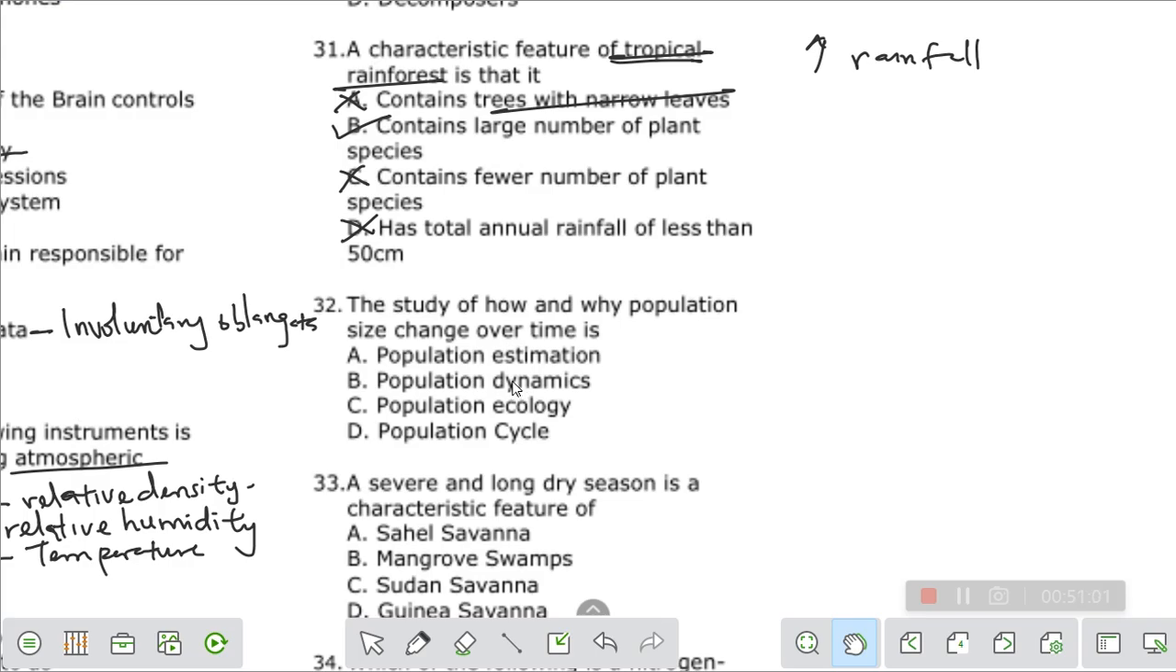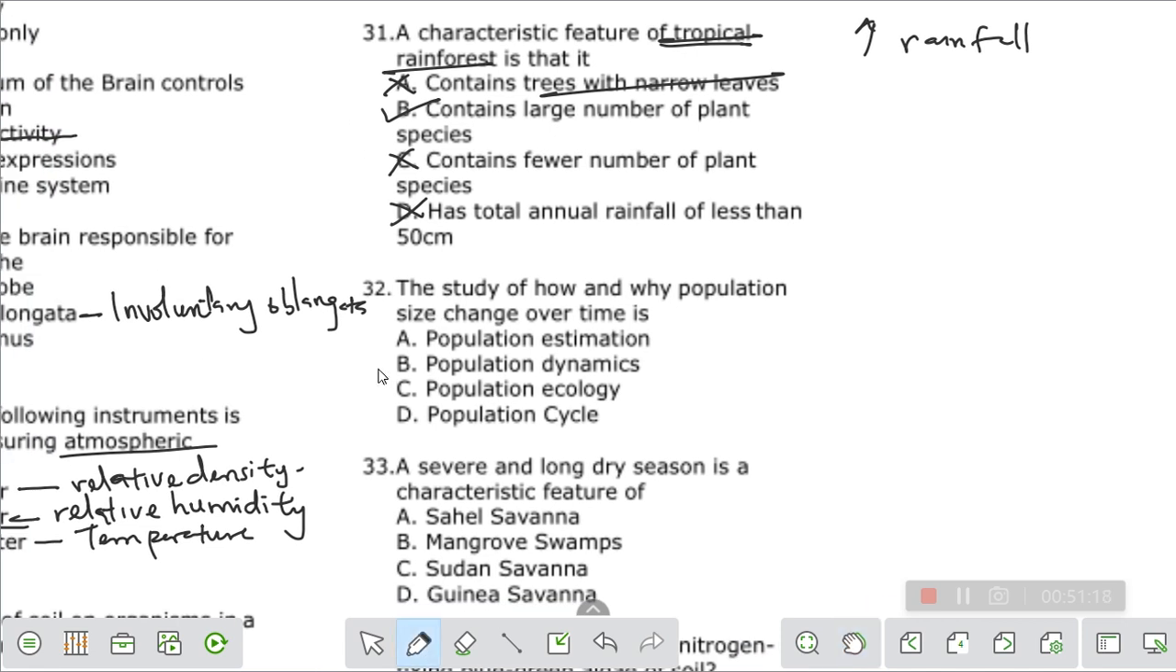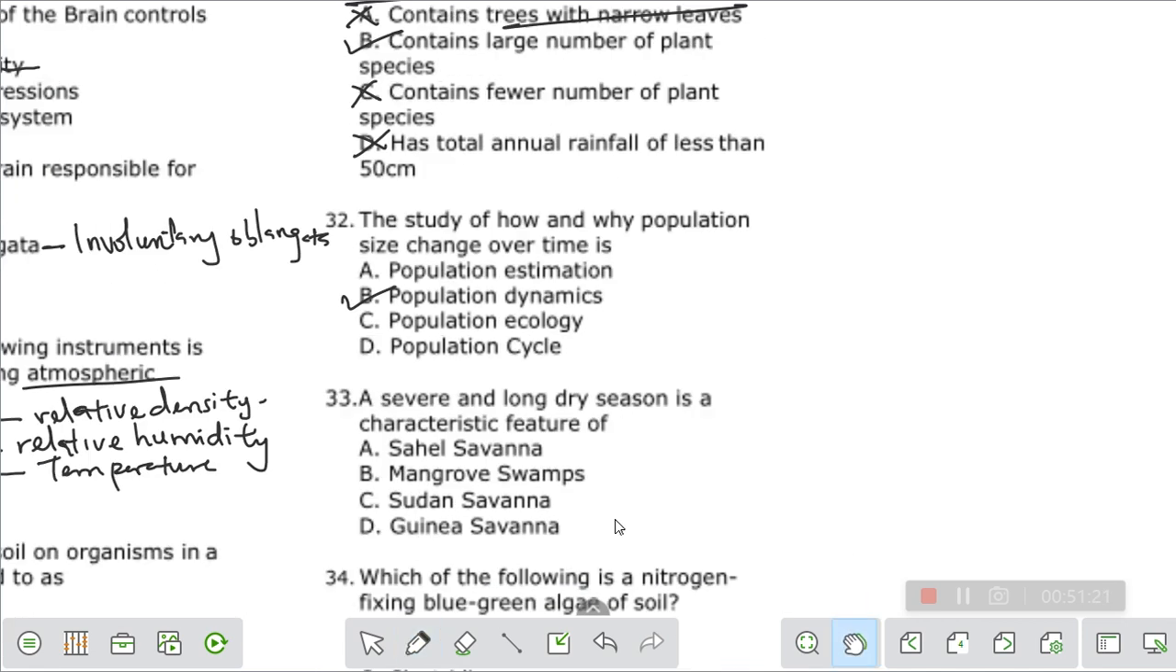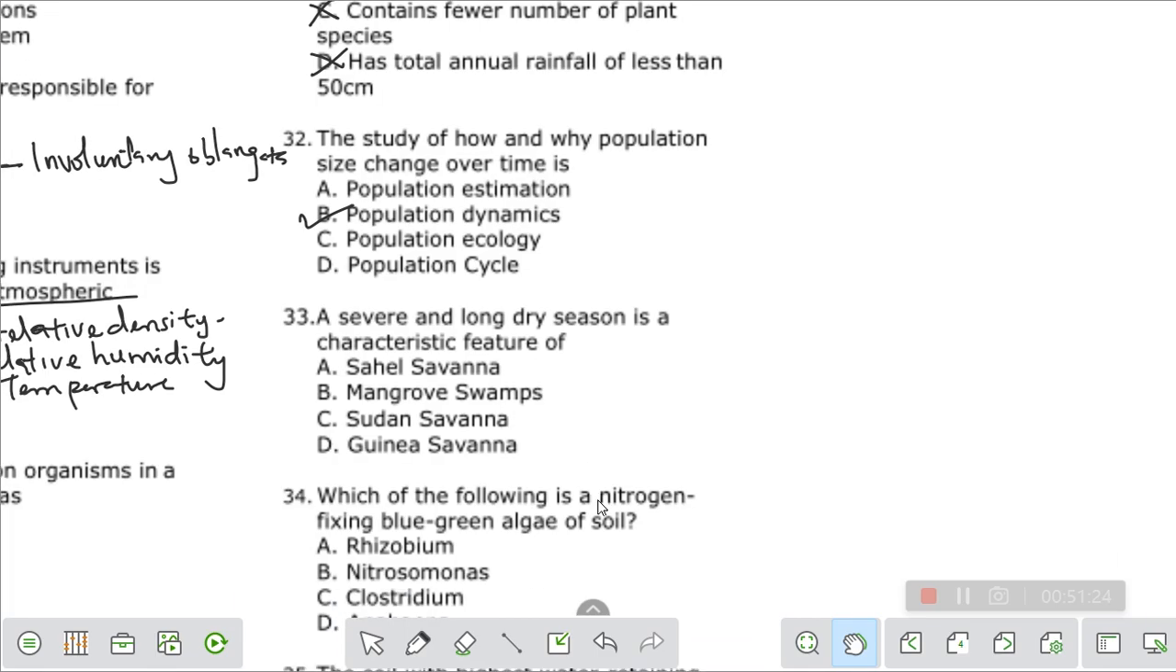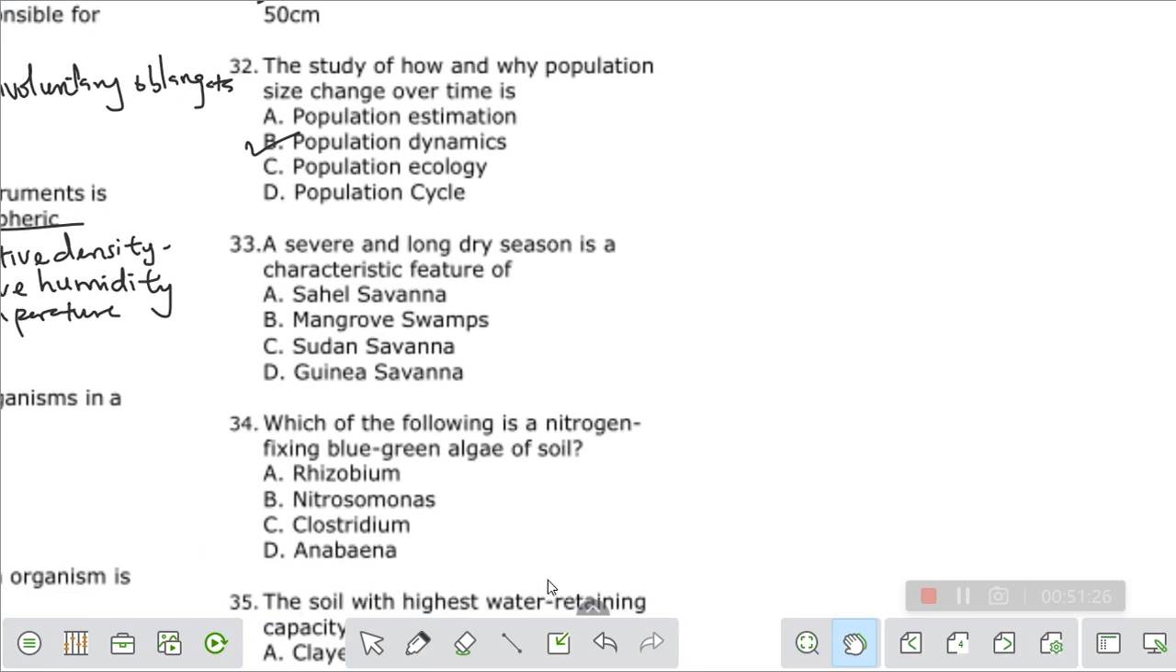Most of them actually do irrigation so that they can have a lot of water to plant there. People in the northern part are actually very hardworking, because their place has very low rainfall, yet most of the food we eat, some tomatoes, some peppers, is actually produced there. You'll wonder how these people manage it. It's because they are so industrious. So a severe and long dry season is a characteristic feature of what? Sahel savanna.